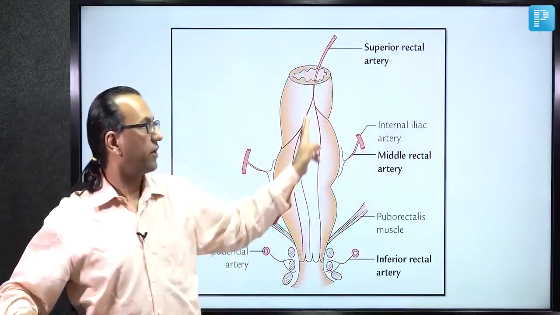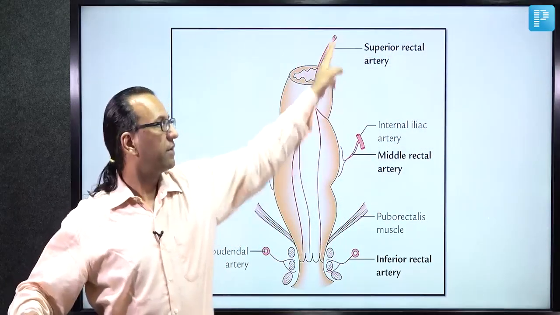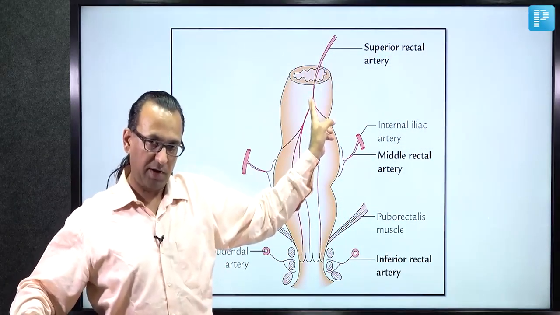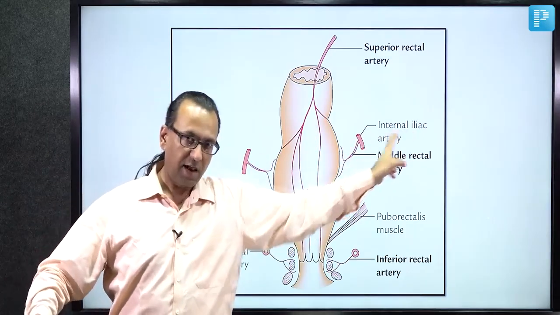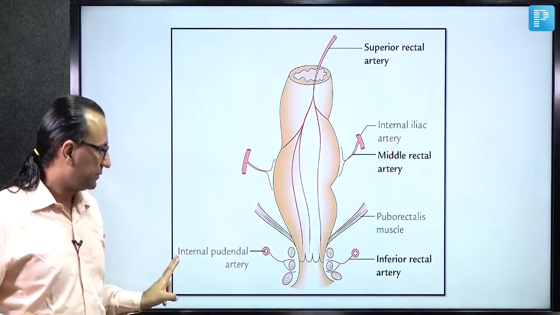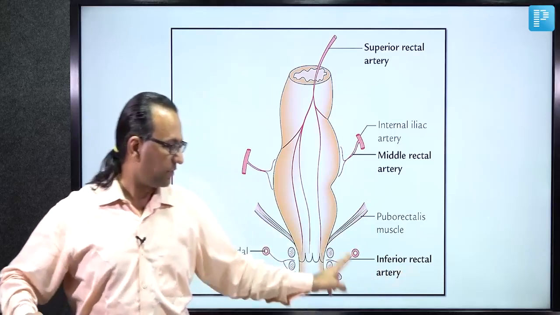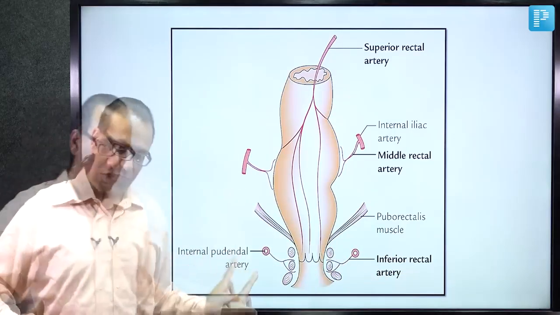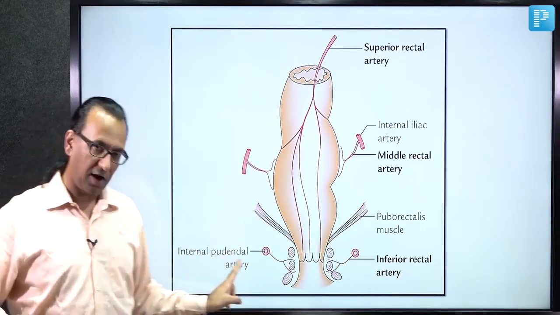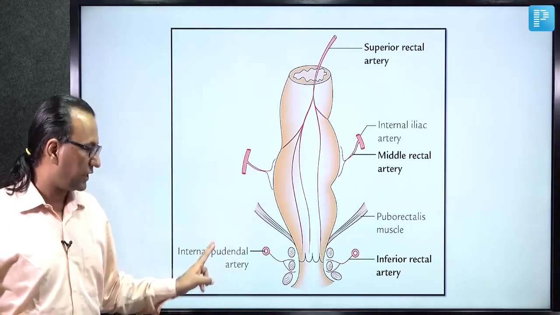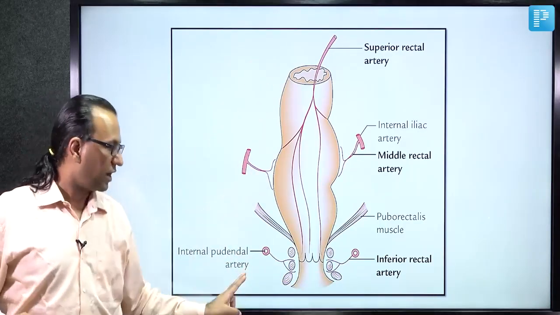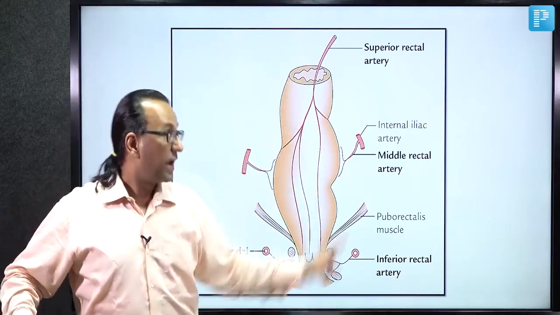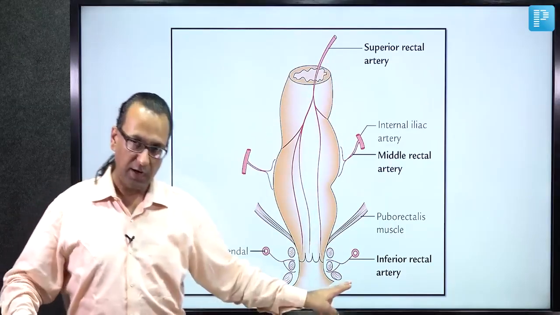Here is the superior rectal artery, which is a branch of the inferior mesenteric artery, a branch of the abdominal aorta, whereas the middle rectal artery came directly from the internal iliac artery. As you talk about the inferior rectal artery, it is itself a branch of the internal pudendal artery, which itself is a branch of the internal iliac artery. Let us look at all those details of the arteries now. Understand, we have three rectal arteries to supply the rectum. It is also supplying the anal canal.